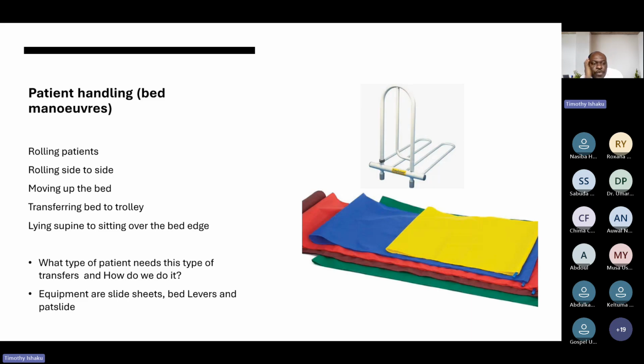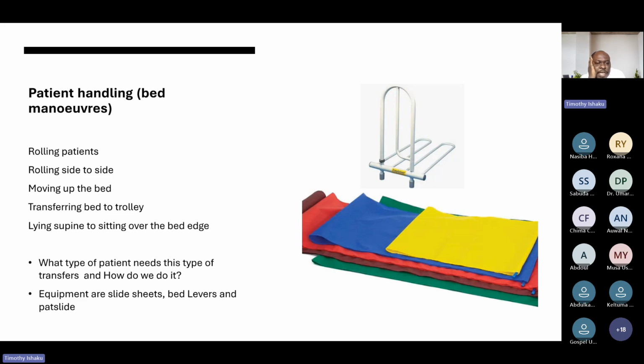But when we are rolling the patient without equipment, then it's the question of applying all those biomechanical principles of making sure that we do not injure ourselves. I will probably pause here and invite.